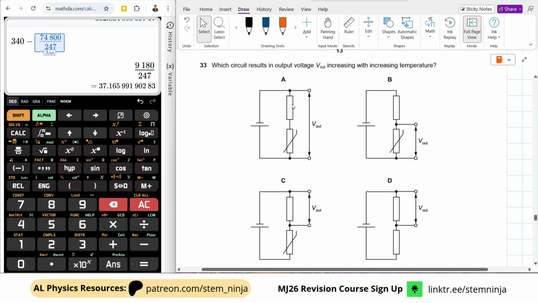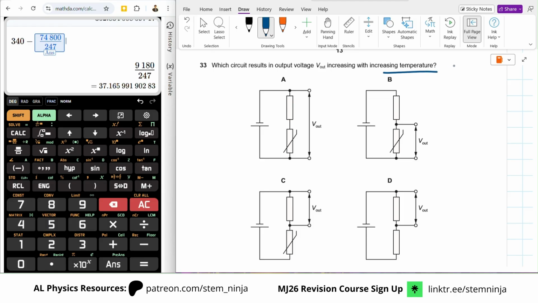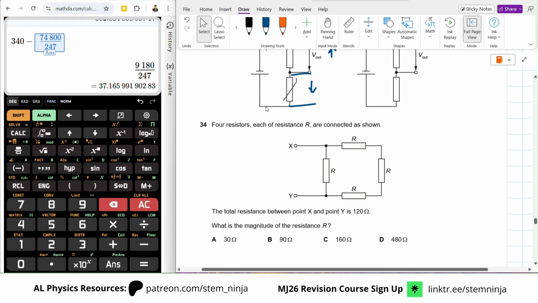Which circuit results in output voltage V out increasing with increasing temperature? So remember, with increasing temperature, the thermistor resistance decreases. So if that decreases, the potential difference across this would also decrease. V out increasing, so it should be on the other one. So potential difference across this would decrease, so potential difference across the constant resistor would increase. This is just potential divider formula at play over here.